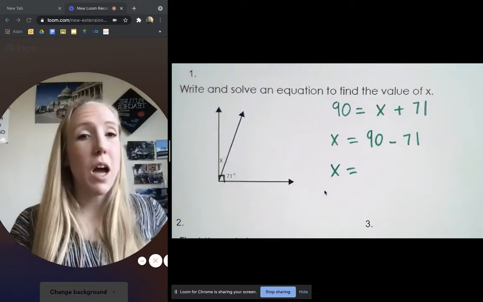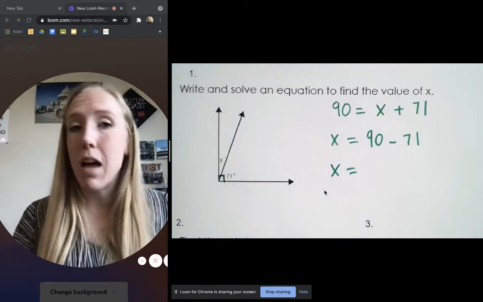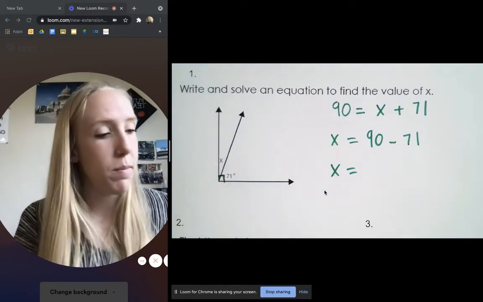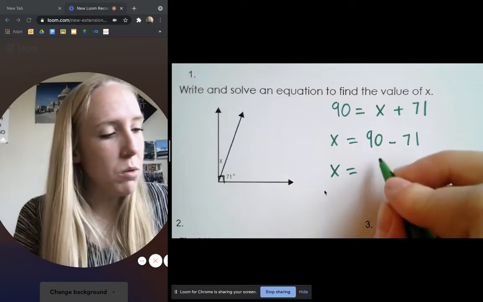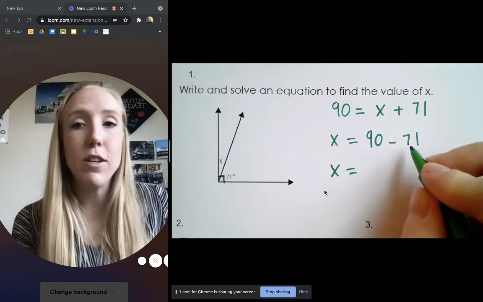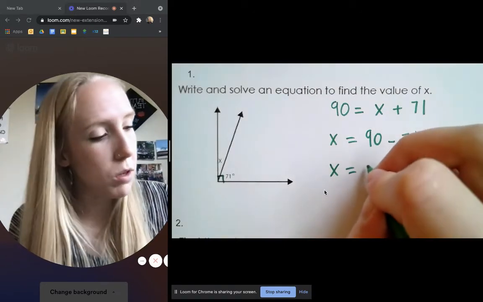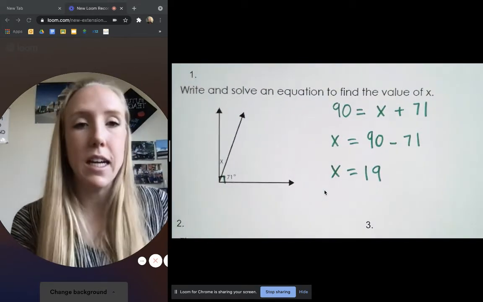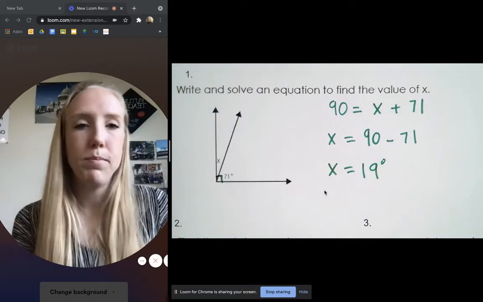And you remember, you can use calculators. You can use whatever you need. I'm trying to teach you about angles. I don't mind if you do the calculating part with a calculator. So x equals 90 minus 71. That equals 19. So x has to equal 19, or you could say 19 degrees if you want.